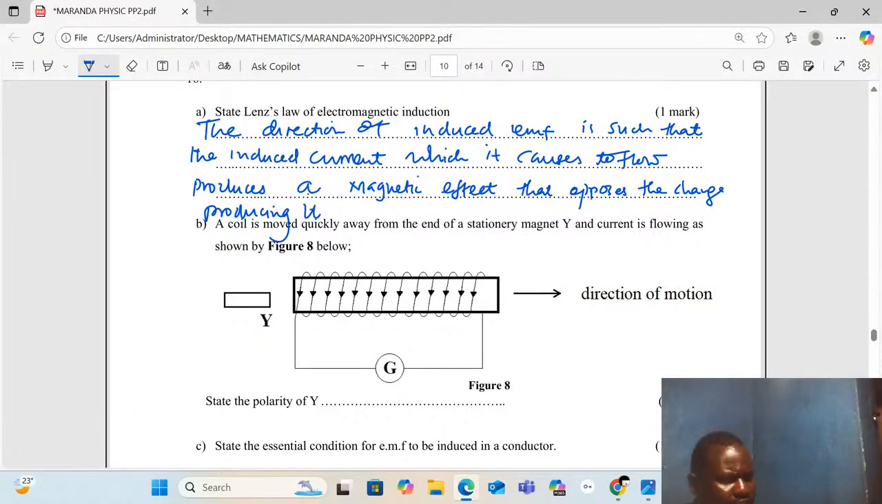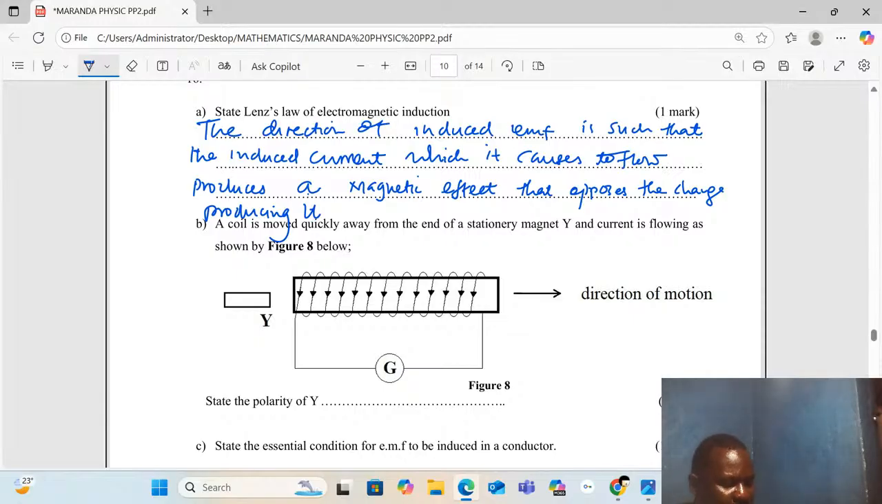So this is Lenz's law. But most of the people don't know how to state it, but they know how to apply it. Therefore, we have as part B, a coil that is moved quickly away from the end of a stationary magnet Y, and the current is flowing as shown by this figure.